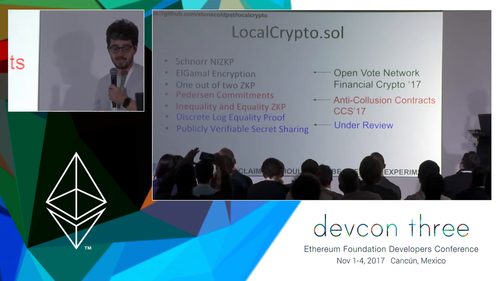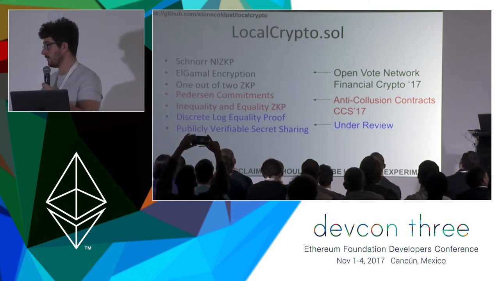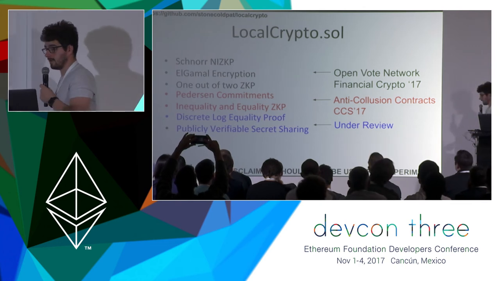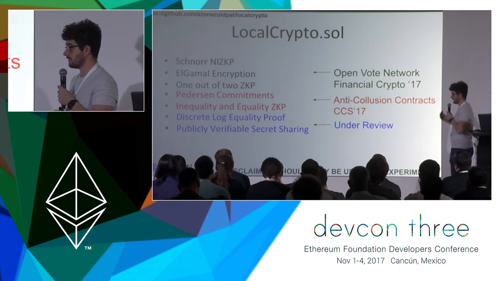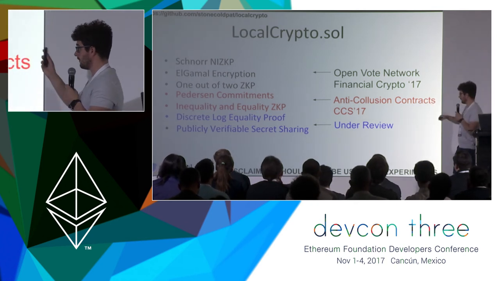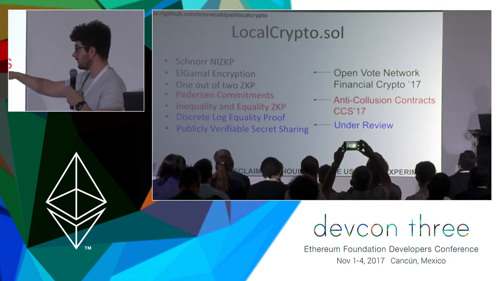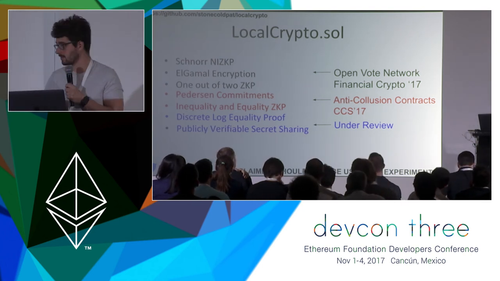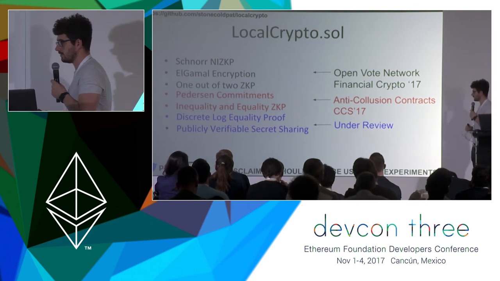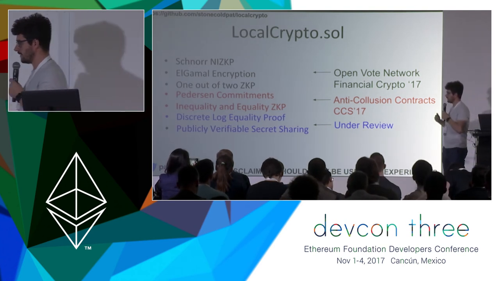But essentially, what I now want to talk about is localcrypto.sol. These cryptographic primitives are implemented in Solidity, and they're available for experiments. The first three were used for my voting system. The second two were used in the anti-collusion smart contracts I just spoke about. And there's another one that's under review, but I won't go into that too much at the moment.